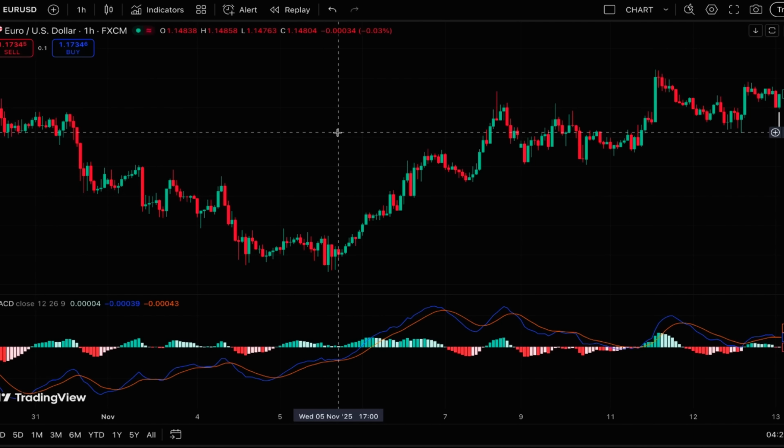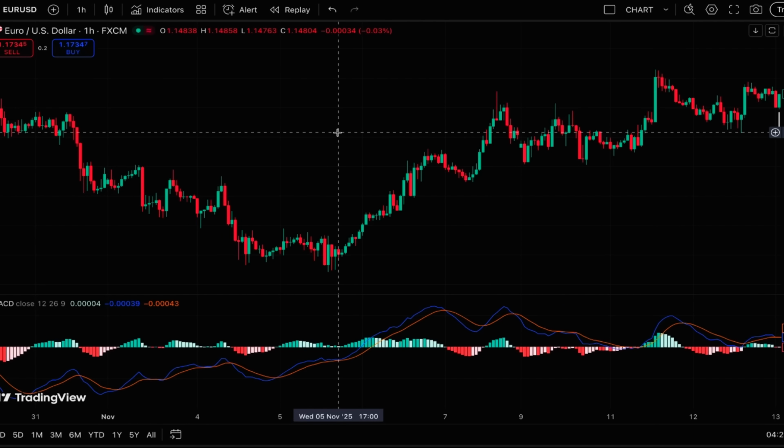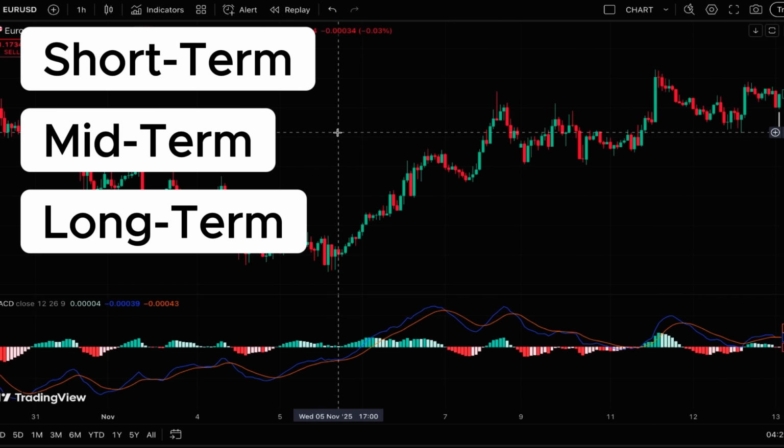Alright, first of all, the settings of the indicator depend on your trading strategy and how you want to use the indicator in your trading strategy. We can generally categorize it into three use cases: short-term, mid-term, and long-term. From this short-term, mid-term, or long-term, I don't mean time frame, but I'm referring to the type of the price movement you're trying to catch.